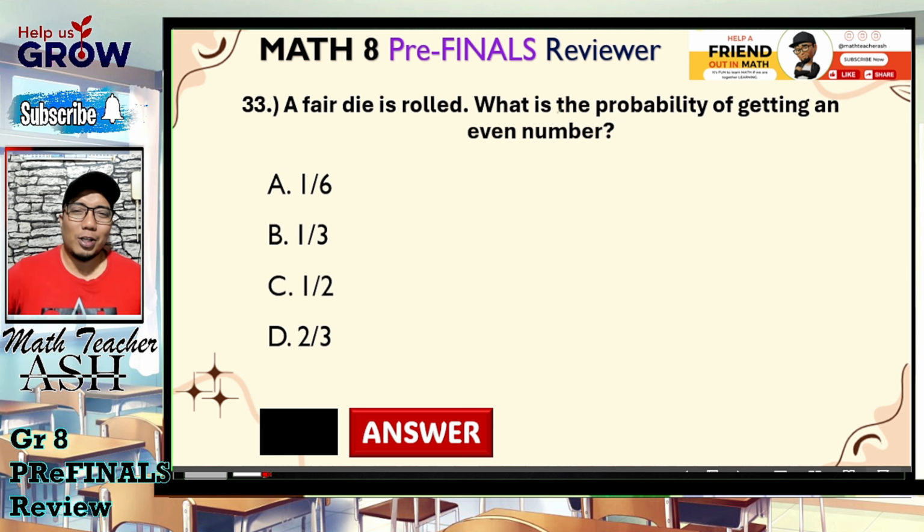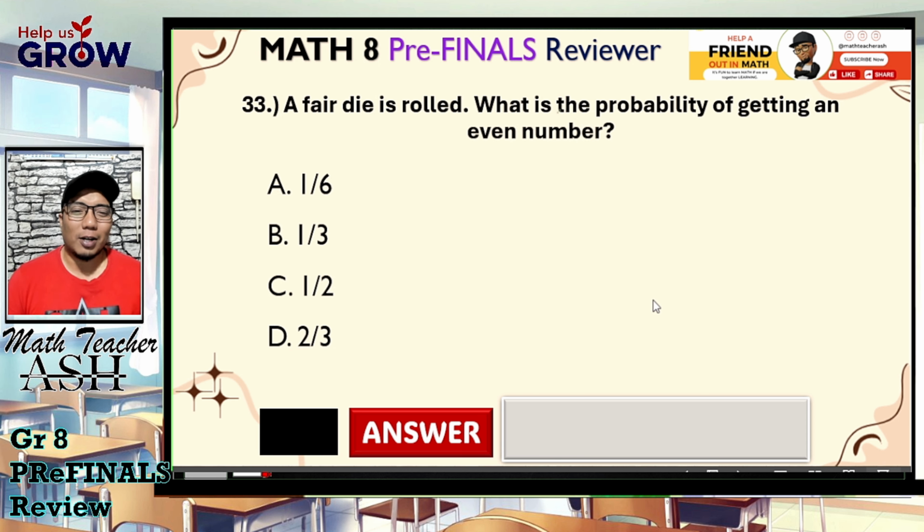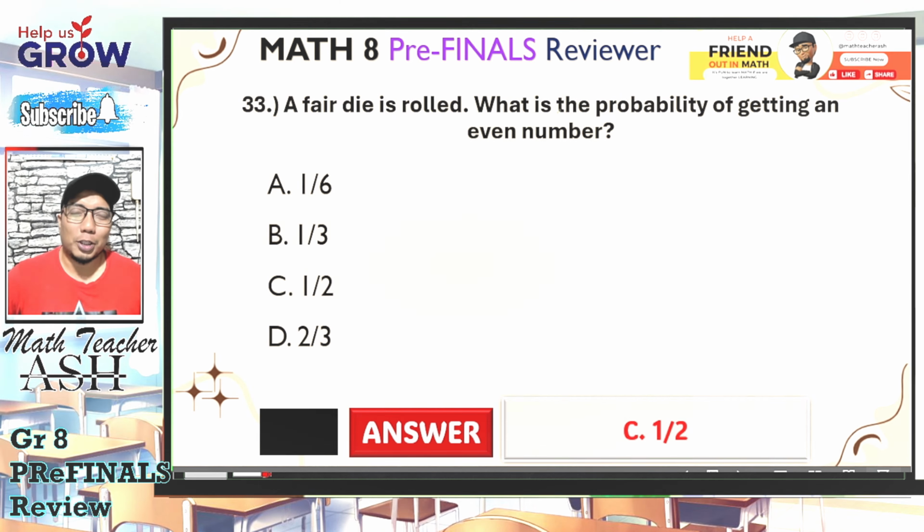Alright, my dear math learners, in order for us to answer this question, we need to consider first, what are the numbers inside a die? Alright, that is 1 to 6. So 1, 2, 3, 4, 5, 6. How many of those numbers are even? Very good. That is 3. 3 out of 6, and if you get the lowest term, that is, very good, 1/2. Letter C is the correct answer. Let's check whether we are correct. Easy, right? Now let us go to question number 34.